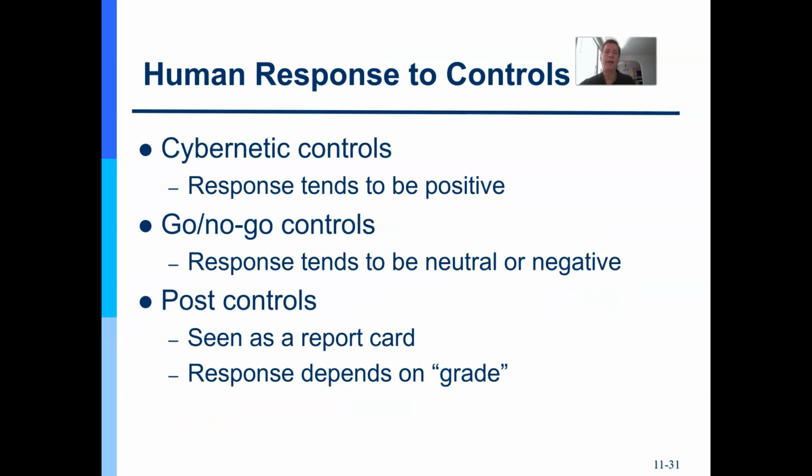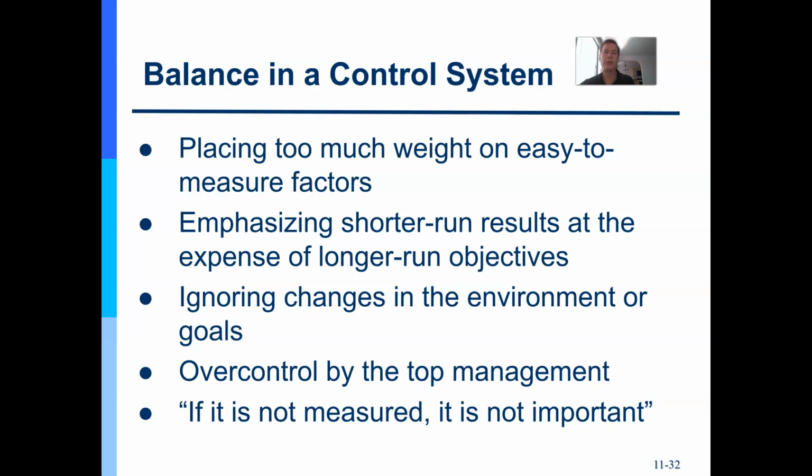Okay, and of course, human response to controls. I think we've already talked about the cybernetic go-no-go and post-control efforts, but it's a balance. It's a balance in the control system, right? Putting your foot on the pedal too hard. Maybe are you emphasizing short run versus long run? Are you favoring project success over product, the long-term life of the product once it's deployed, right? You have to weigh those things. And sometimes there's over-control by management.